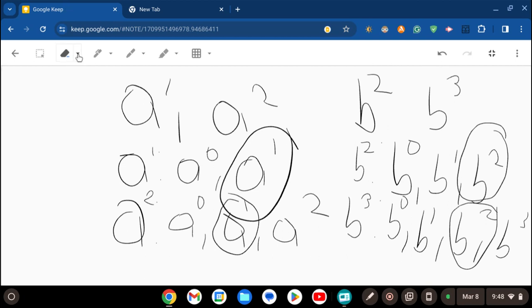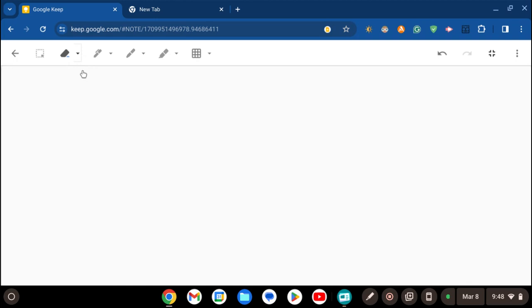So now, what we would do is go through some common examples. So let's say, for example, we had 7x squared minus xy.